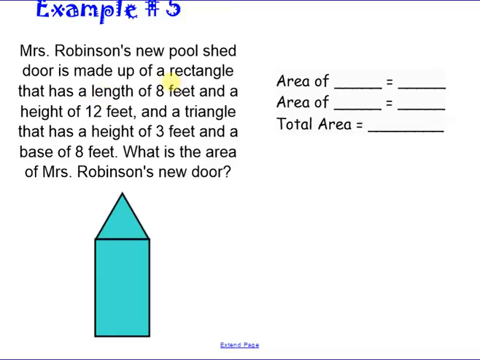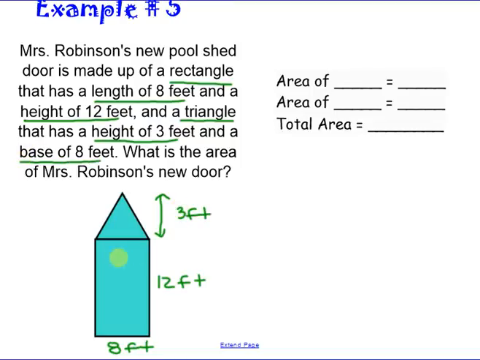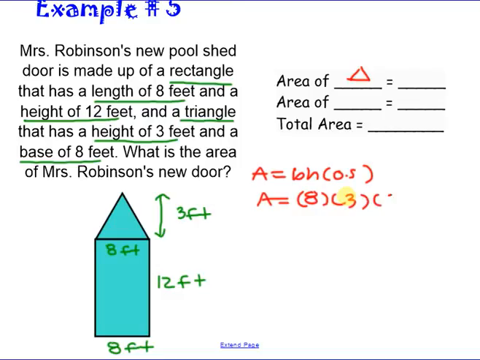So it has a rectangle that has a length of 8 feet and a height of 12 feet. So the height is 12 feet and the length is 8 feet. And then the triangle has a height of 3 feet and a base of 8 feet. So we need to find the area. I'm going to find the area of the triangle first. So area equals base times height times 0.5. Area equals, so the base of the triangle is 8 feet. The height of the triangle is 3 feet times 0.5. When you multiply all that together, you're going to get 12 feet to the second power.